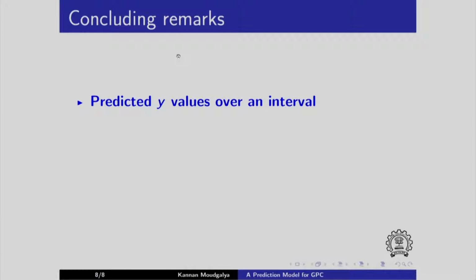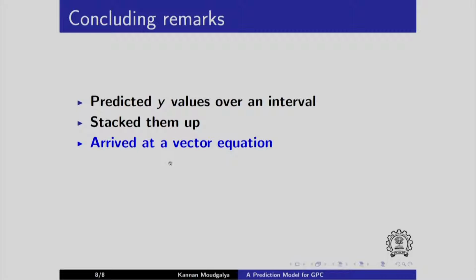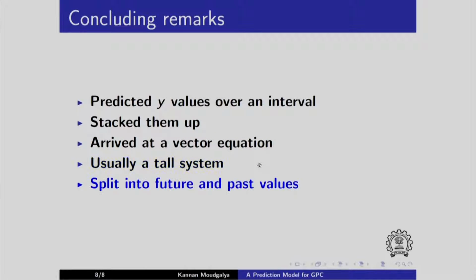To conclude, we predicted Y values over an interval, we stacked them up, we arrived at a vector equation. Usually this is a tall system. We split this into future and past values. We will use this prediction model in subsequent lectures to design the GPC law. That will be explained in subsequent lectures.